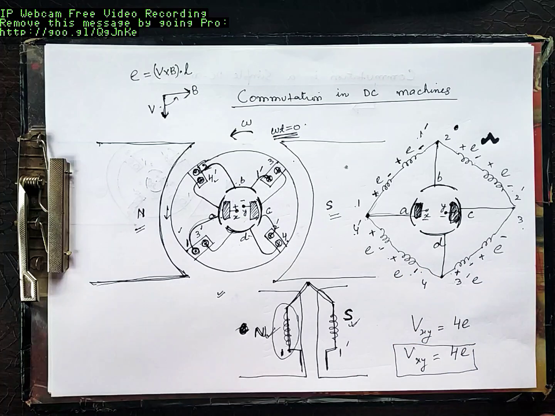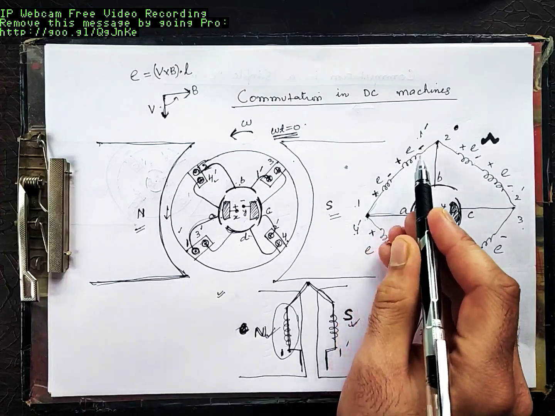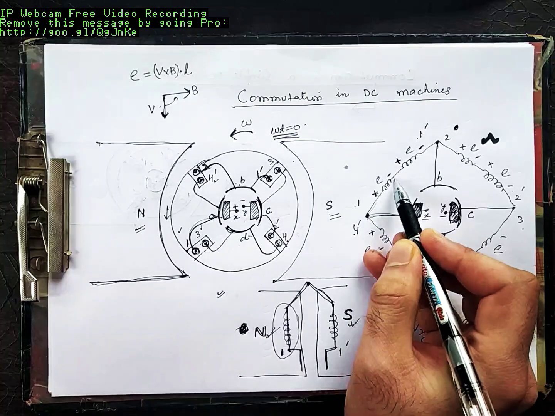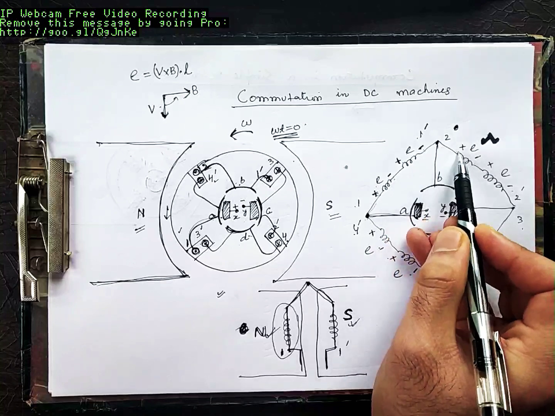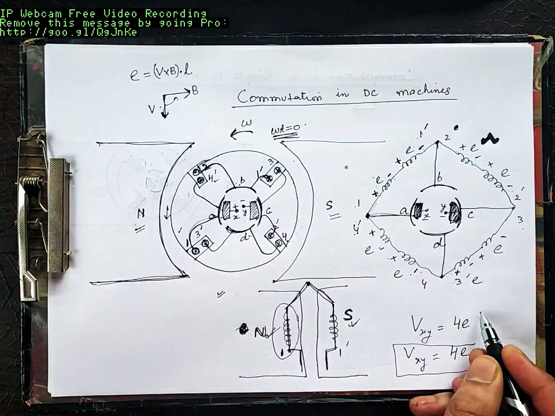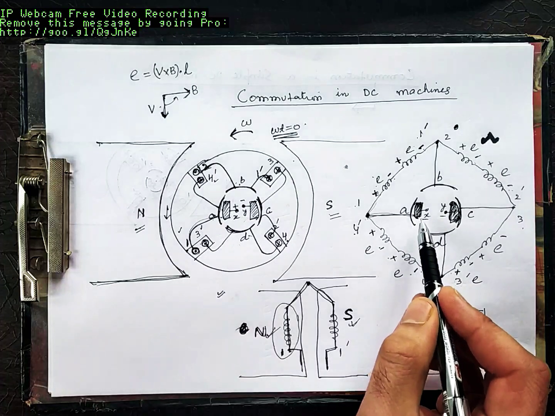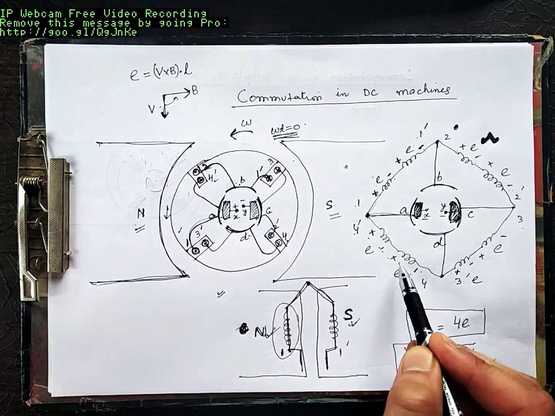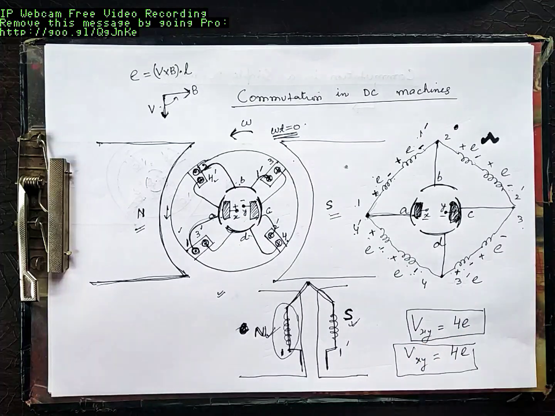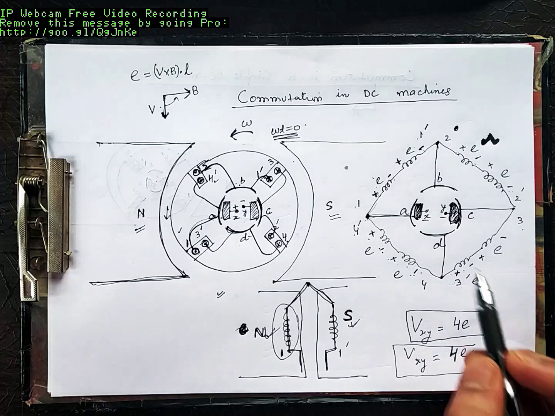Let us calculate the voltage between X and Y. This X is connected to this side: positive, negative, positive, negative. Between X and Y, if you start from here, this is positive, negative, plus E; positive, negative, plus E; positive, negative, plus E; positive, negative, plus E. So this is E plus E plus E plus E, that is 4E. You get voltage between X and Y equal to 4E. Alternately, you can go from this path: E, plus E is 2E, plus E is 3E, plus E is 4E. That means the voltage that you are getting at terminals X and Y is 4E.